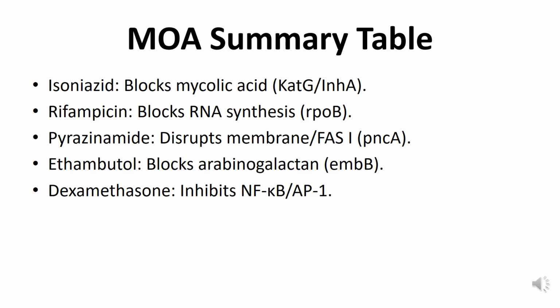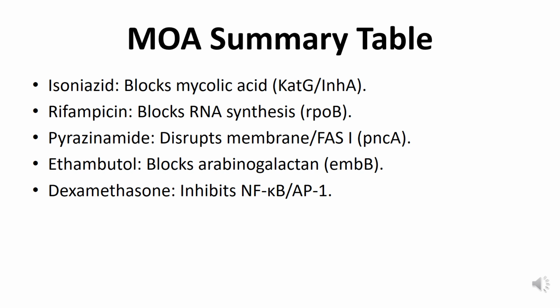Finally, let's discuss dexamethasone. Unlike the anti-TB drugs, dexamethasone does not directly attack the bacterium. Instead, it targets the host inflammatory response. Dexamethasone suppresses major inflammatory transcription factors, including NF-kappa B and AP1. These molecules normally drive the production of inflammatory cytokines. By inhibiting these pathways, dexamethasone reduces cerebral edema, vasculitis, and excessive inflammation within the central nervous system. This helps protect brain tissue from immune-mediated damage.